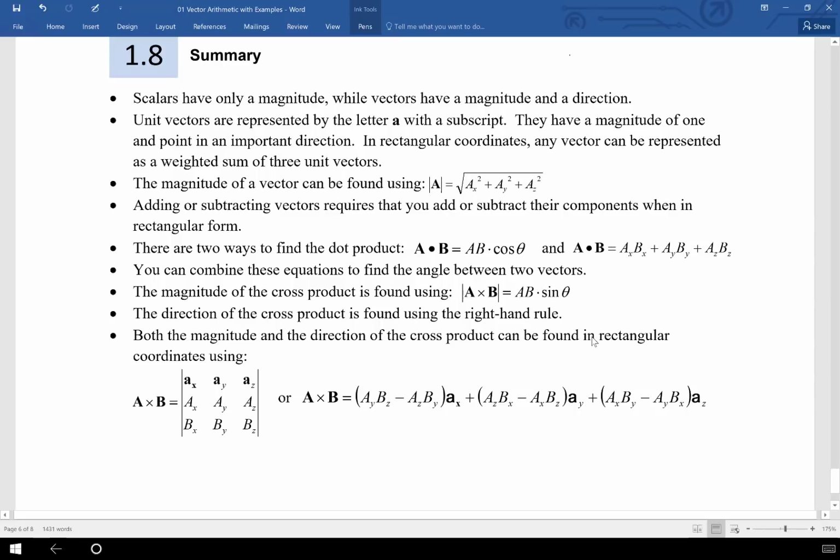We talked a little bit about unit vectors. We talked about how you can calculate the magnitude of a vector. You can then calculate a unit vector in the direction of any other vector. And we calculate dot products in 2 different ways. We use the combination of those 2 ways to find the angle between 2 vectors. And then we determined a couple of ways to calculate the cross product as well.